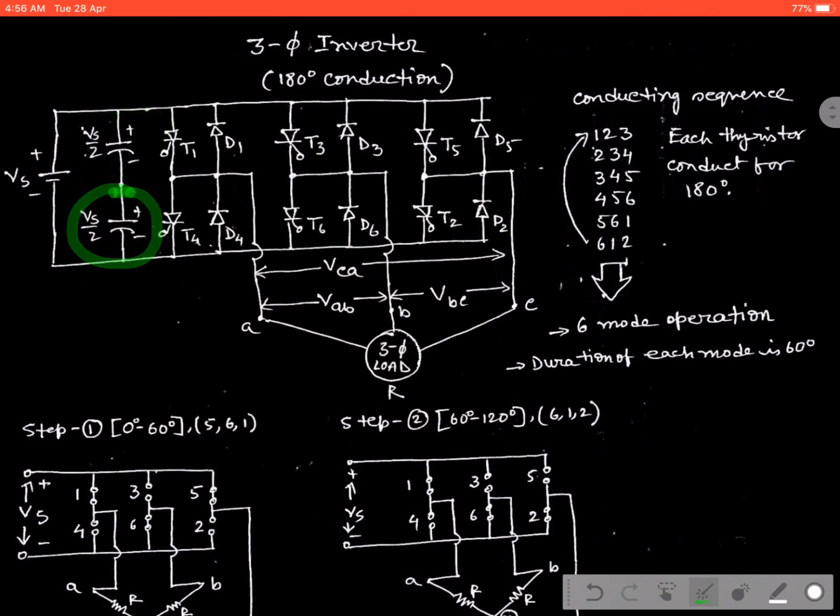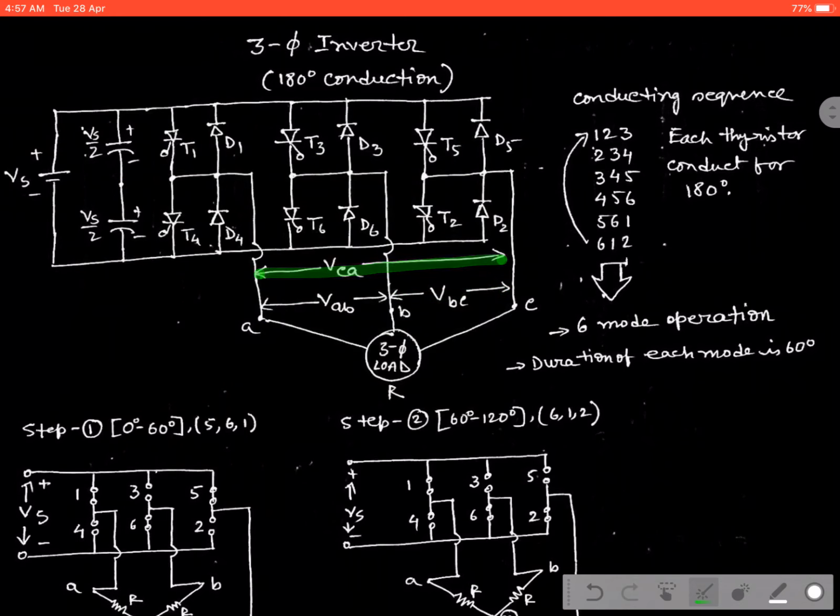So the line voltage appearing across A and B, defined by VAB, is the difference between the phase voltages VAN minus VBN. Similarly, the line voltage VBC is the difference between VBN and VCN, and VCA is VCN minus VAN. And the respective switching pulses are given over here.